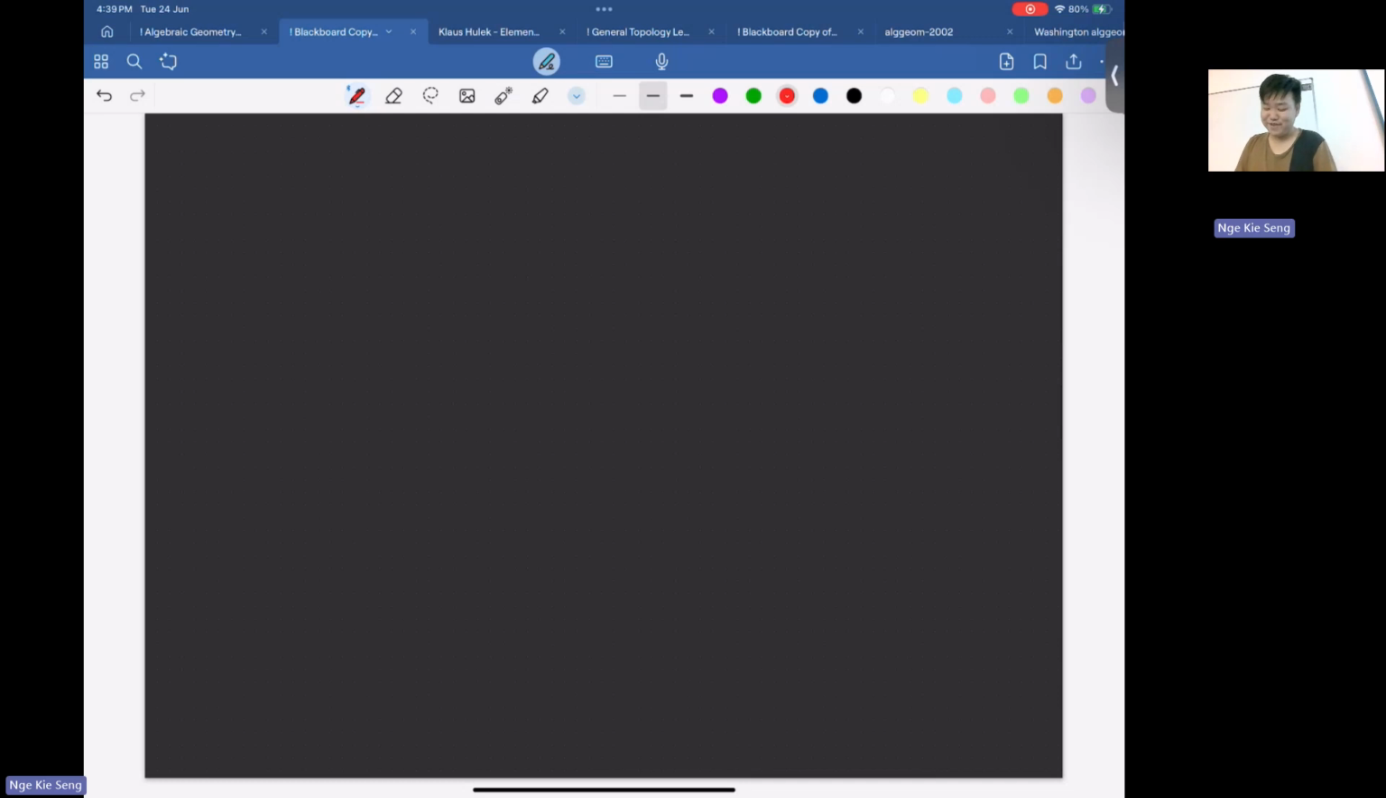How about an example of blow up? One example or two examples, depends on time. Maybe we can start from an easier example. For example, we can start from the zero set of a curve. Example.